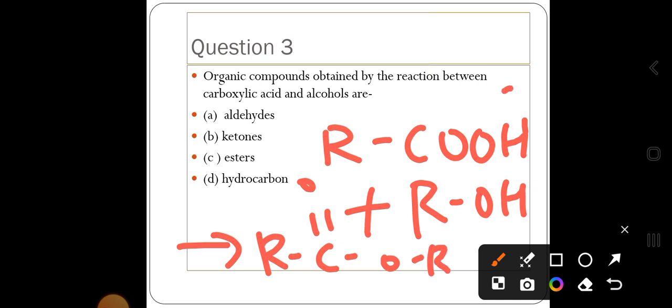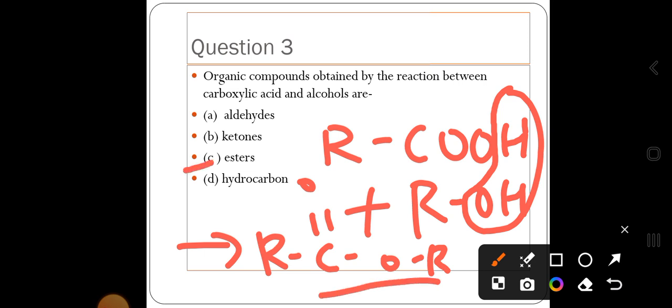Mainly what's happening is there is going to be elimination of water. So it's like a dehydrating reaction wherein one molecule of water is eliminated between one molecule of acid and one molecule of alcohol, and the product obtained will be RCOOR. That's nothing but an ester group. So the correct option is going to be C, esters.